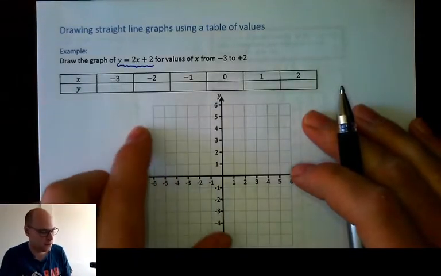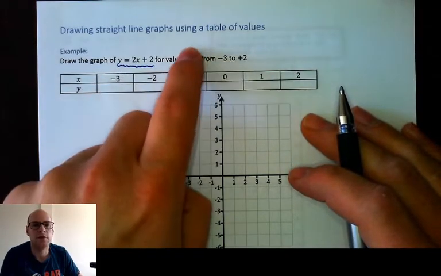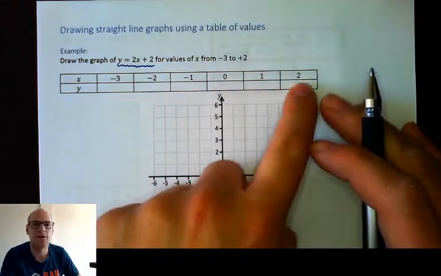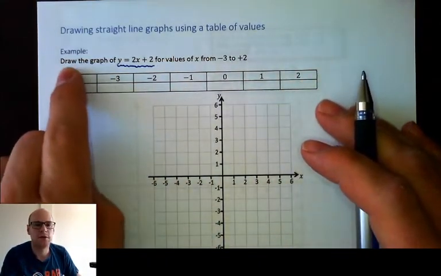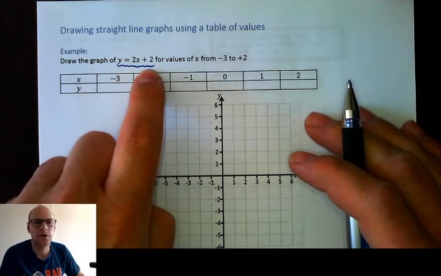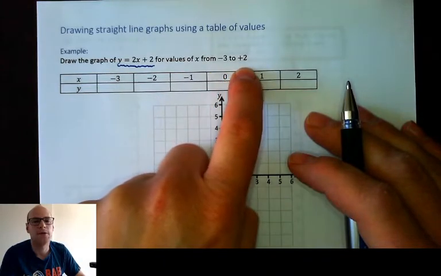So the method we're going to use today for drawing this line here is the method of table of values, or using a table of values. So here is my table of values. If we read the example, it says draw the graph of y equals 2x plus 2 for the values of x between -3 and +2.